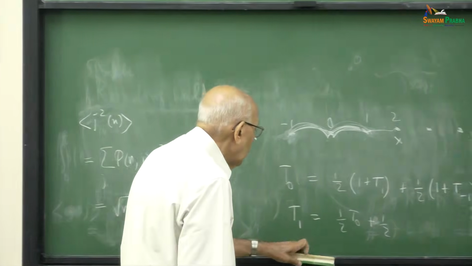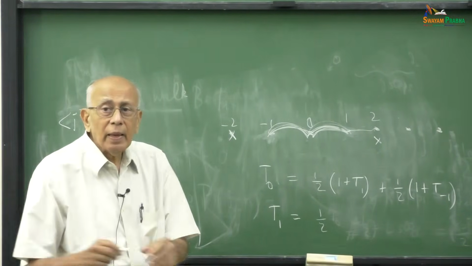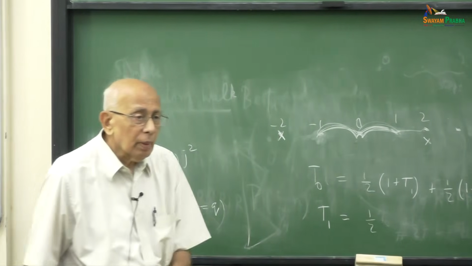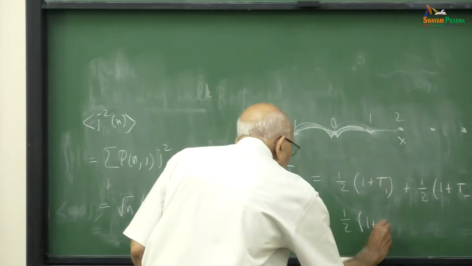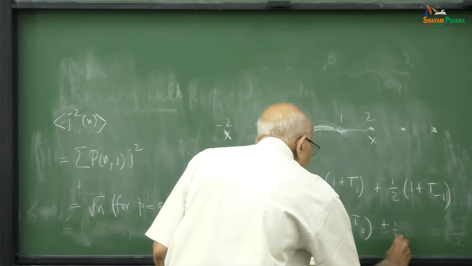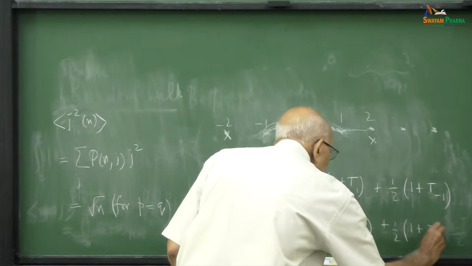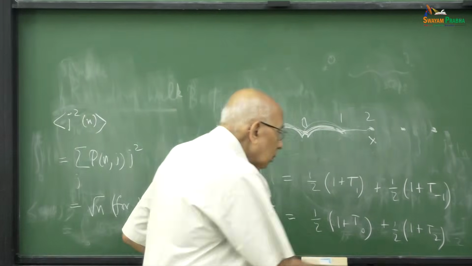Similarly, if I'm at t1, I move back with probability half, but I finished one time step. So it's half into 1 plus t0 plus half into 1 plus t2. But t2 is 0.